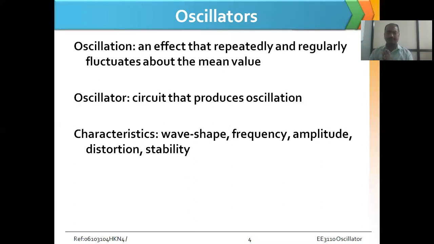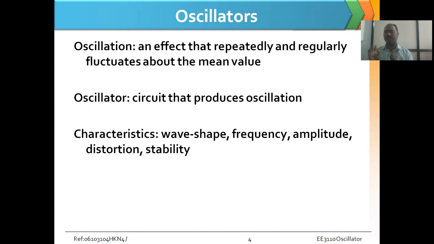Okay, we have seen the characteristics of the oscillator. Normally: wave shape, frequency, amplitude, distortion, stability. We just discussed the things related to the characteristics of a particular oscillator. Wave shape: I already told you an oscillator is a device which generates a sine wave signal, right? But not only the sine wave, because a square wave or a triangle wave also happens at regular intervals of time.